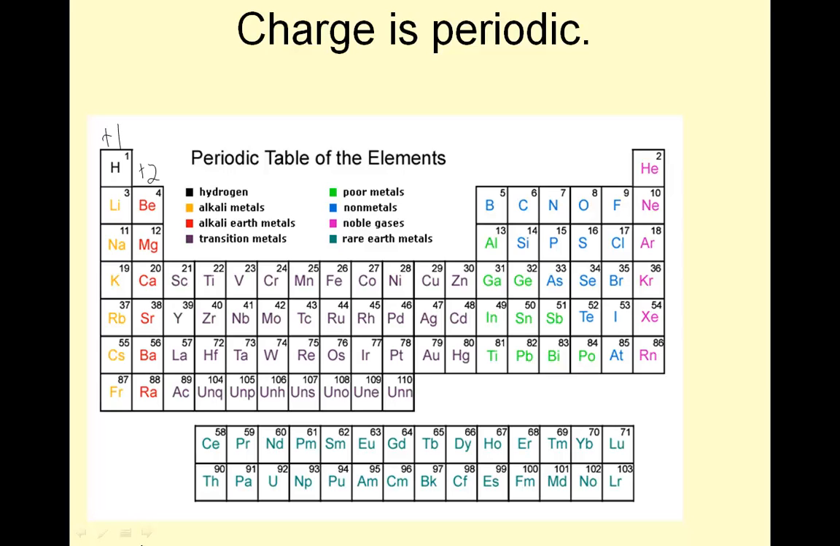Charge is periodic, and if you wrote it down before, you don't need to write it down again. Plus 1, plus 2, plus 3, 0, minus 3, minus 2, minus 1, 0. So what's the charge on gallium? Gallium's in the plus 3 column. It is gallium plus 3. What's the charge on cesium? Cesium's in the plus 1 column. Cesium plus 1. These guys, don't worry about them.